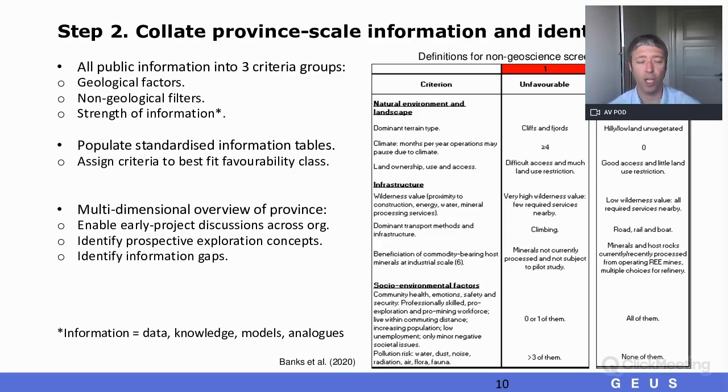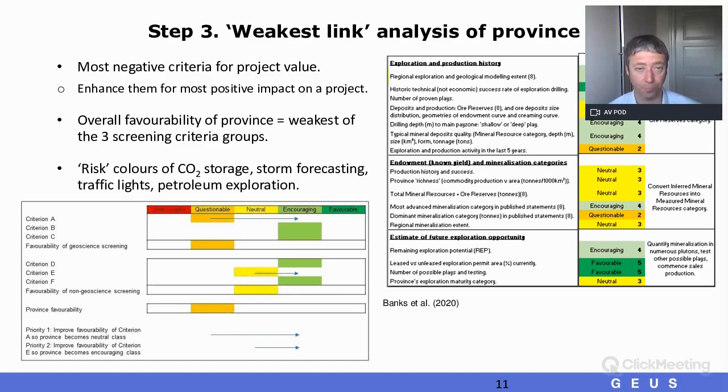And so the exploration company will populate tables, which have already been set out in a publication that's just coming out, to determine how favourable the province is that they're investigating, to give a multidimensional view of the province and identify information gaps before they start spending too much of the investors' money. The next step will be to determine the weakest link of a mineralized province, because it's the most negative criteria that will erode project value. That needs to be identified as a priority.